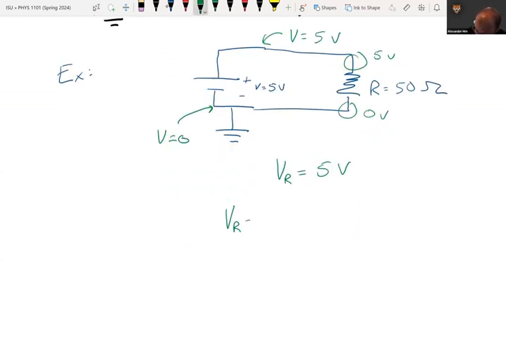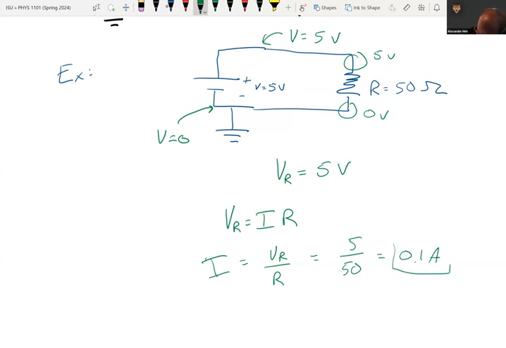Well, it means we can now find the current across the resistor. So VR equals I times R. We know R and VR. So we know that R is going to be equal to VR over I. That's from Ohm's law. Sorry, what I want to do is solve for I, so I is equal to VR over R, which will be 5 over 50, which will be 0.1 amps. That is 100 milliamps. Okay. So that is a very simple little analysis with that circuit.